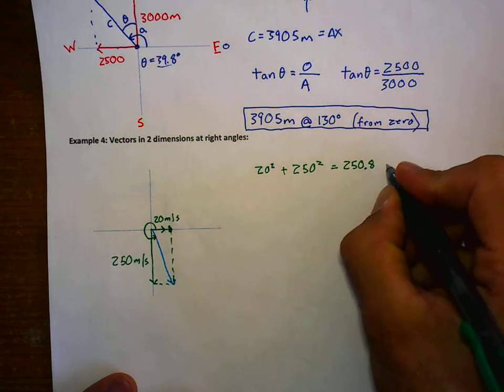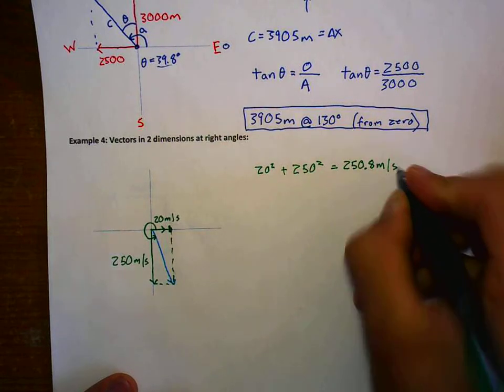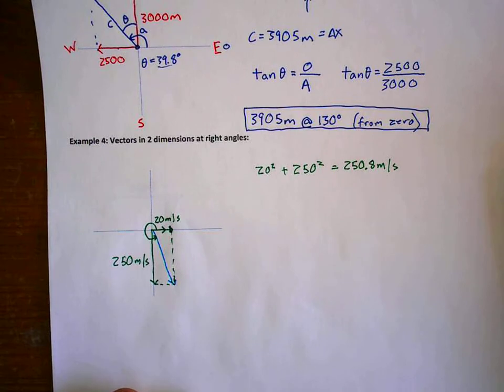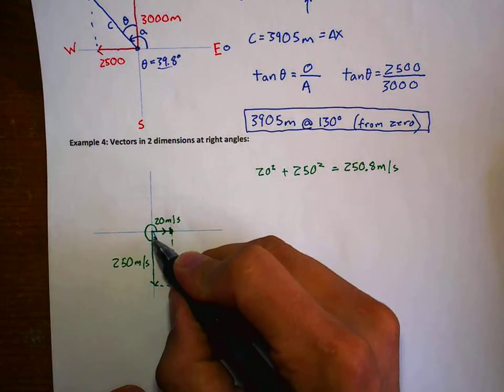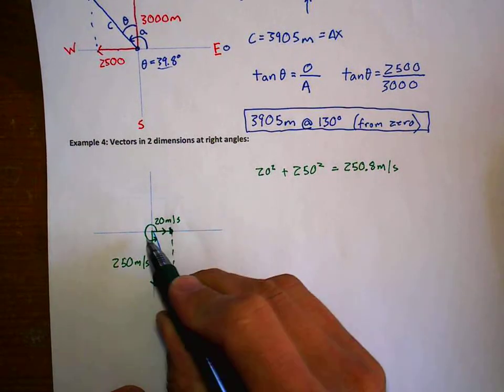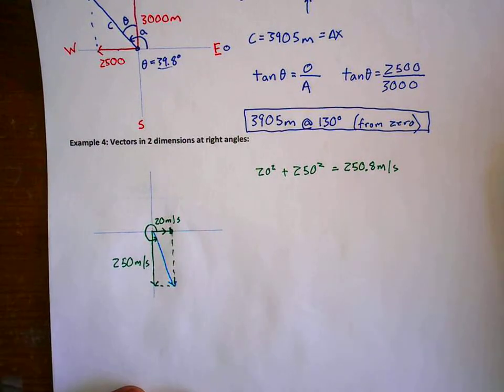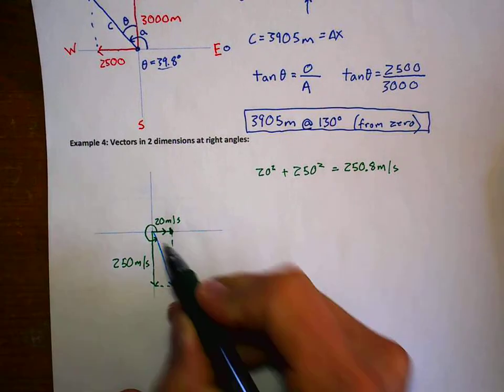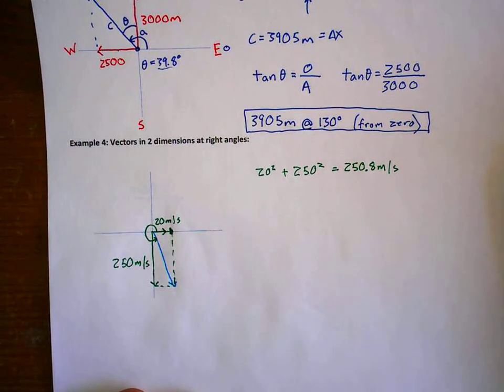250.8 meters per second. So that's how fast the plane is actually going to be going. So its engines are making it go 250, but this is called a crosswind. So that crosswind is taking it off course a little bit, and the plane's actually going to go in this direction. Alright, so let's figure out what the angle would be.